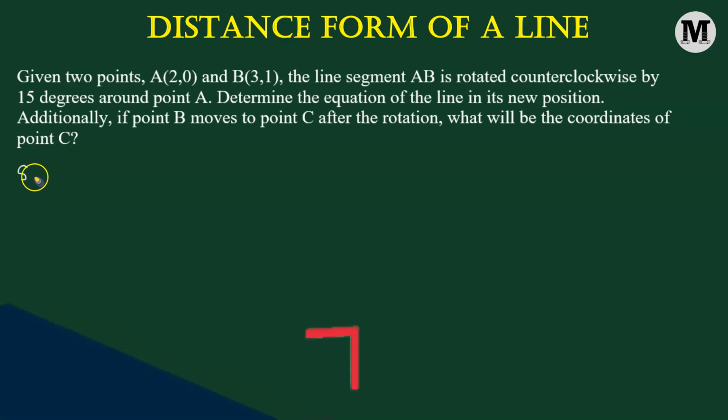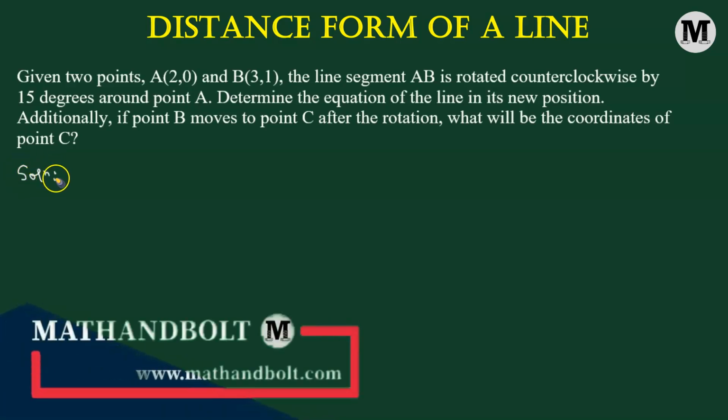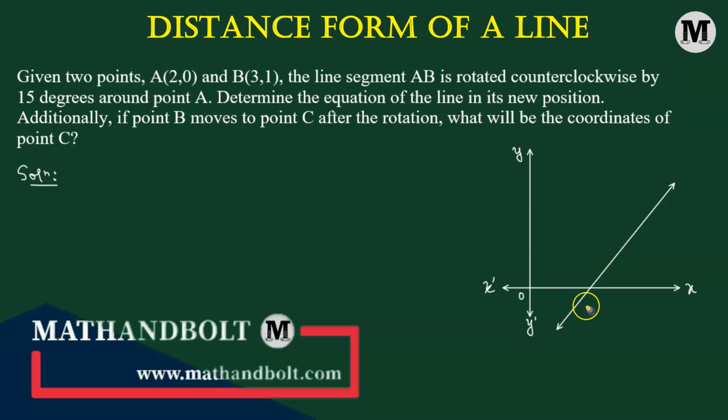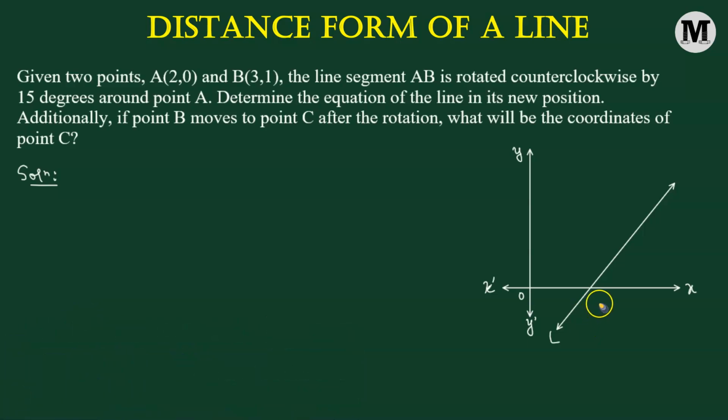Okay, let us begin. First, let's try to understand the problem graphically. So here we have the xy coordinate axis and we have the line L. Now let's say the line passes through 2 points A and B. Now clearly the y coordinate of point A is 0, so that means it's going to lie on the x-axis. So let's say this is the point A with the coordinates 2, 0. Let's take another point on the line with the coordinates 3, 1.